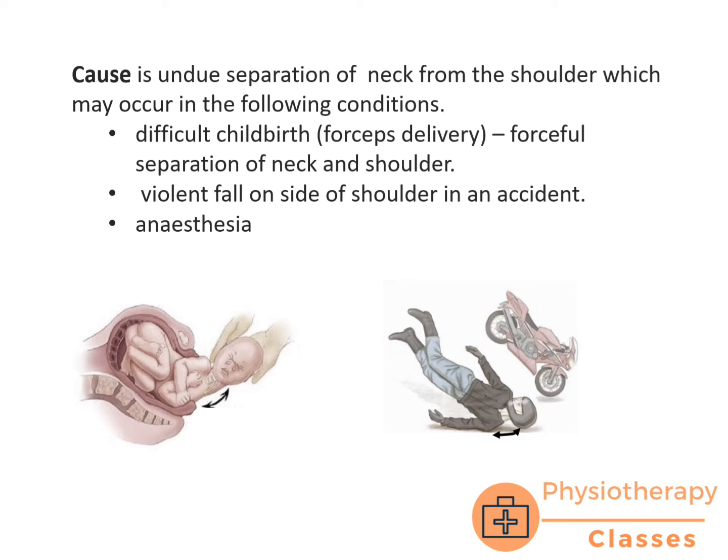Here also there could be chances that the neck is separated from the shoulder. Second is when a person meets with an accident and violently falls on the ground on the side of the shoulder. The shoulder immediately comes to rest, whereas the head and the neck are still in motion. So this also results in undue separation of the neck from the shoulder. Third could be a direct injury when anesthesia is given for blockage of the brachial plexus.